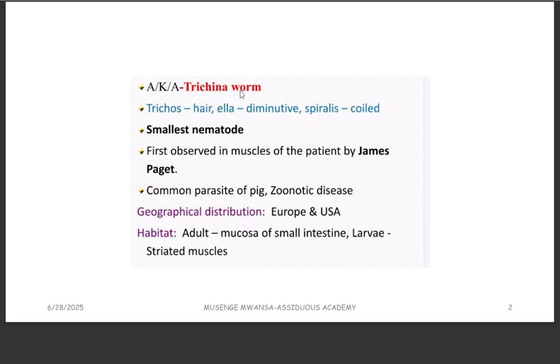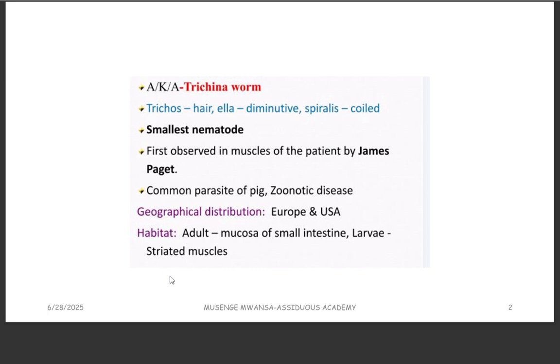Trichinella spiralis is also known as trichina worm. Trichos just means hair. Spiralis means it's coiled. It was first observed in the muscle of a patient, James Paget. It is a common parasite specifically of pigs and a zoonotic disease, meaning that you actually get it from pigs and also from animals that are kept. That is zoonosis: infections that you can get from animals to man.